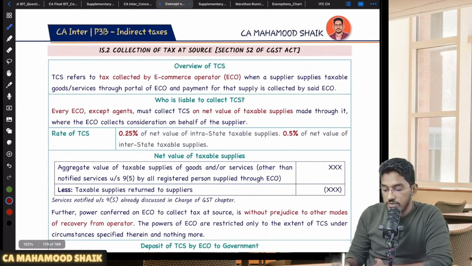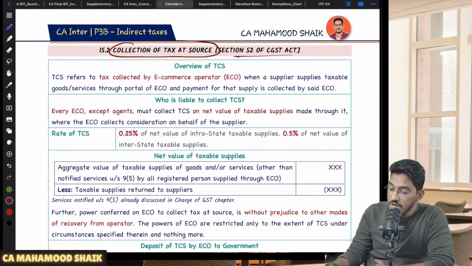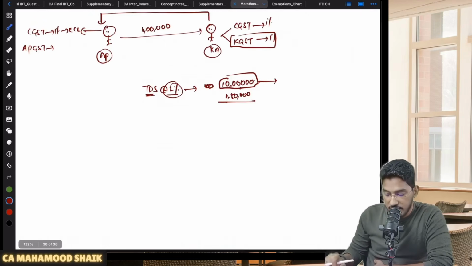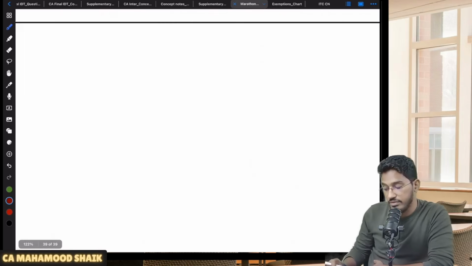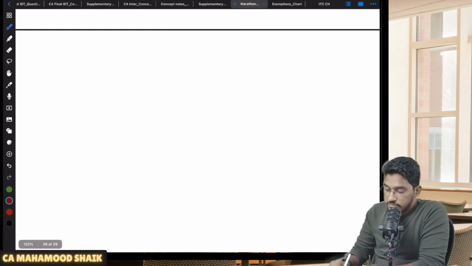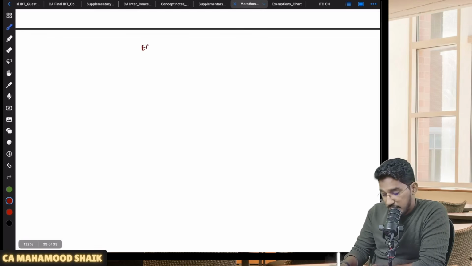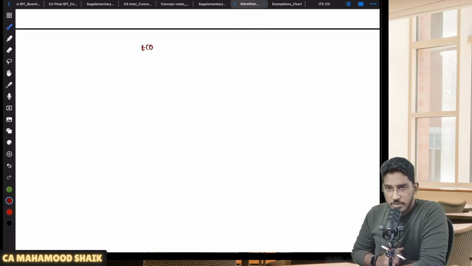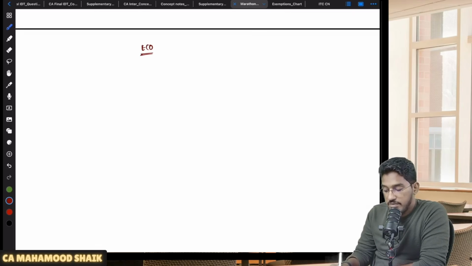Now we will talk about TCS, collection of TCS under section number 52. Sir, what is this TCS concept? This also I will first give you the overall structure. Thereafter we'll go into the technical discussion. TCS provisions are only applicable for an e-commerce operator.